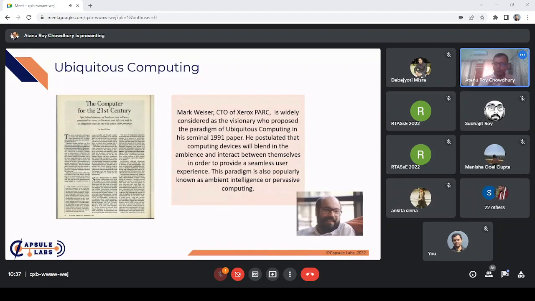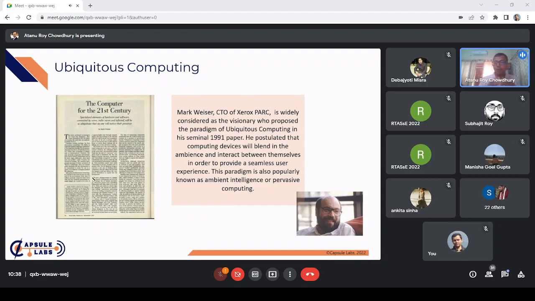So the concept of having computation and communication embedded all around us, so that they operate seamlessly with us, help us in our day-to-day activities, oversee the kind of activities that we do, prevent failures, improve productivity, right? The vision for that was already there 30, 40 years ago, right?